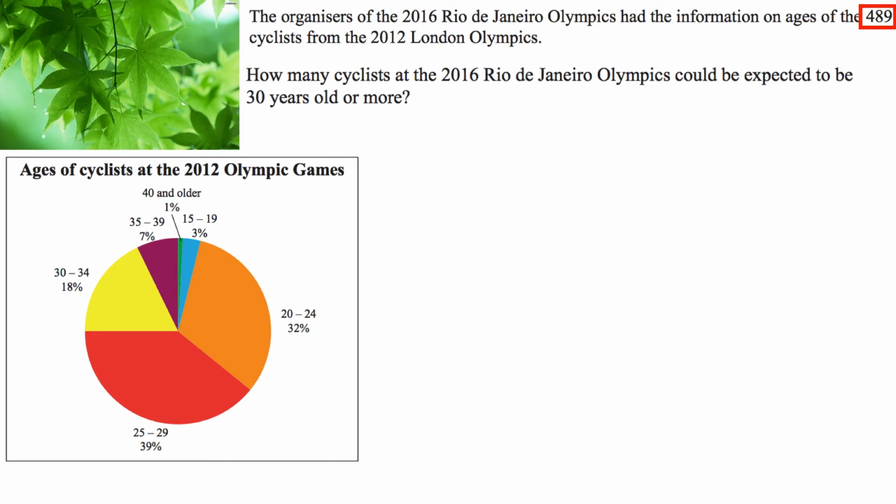So we've got this information in the very top sentence here: we've got 489 cyclists in 2012. So we want to use that information somehow. We've also got this word "expected".